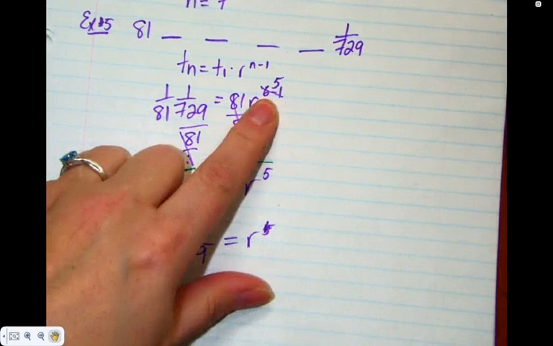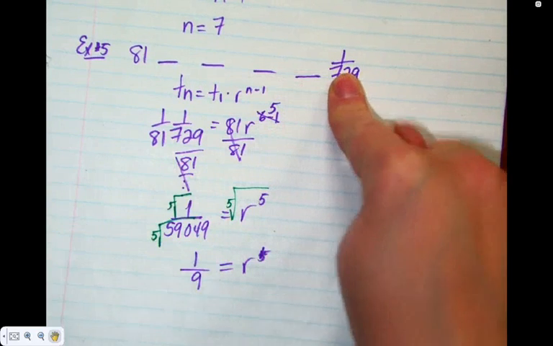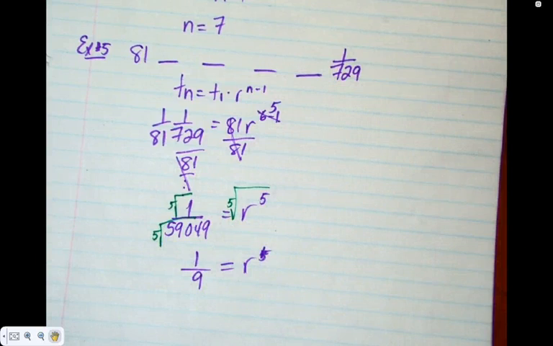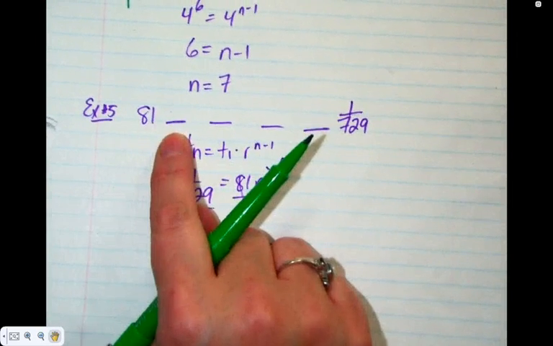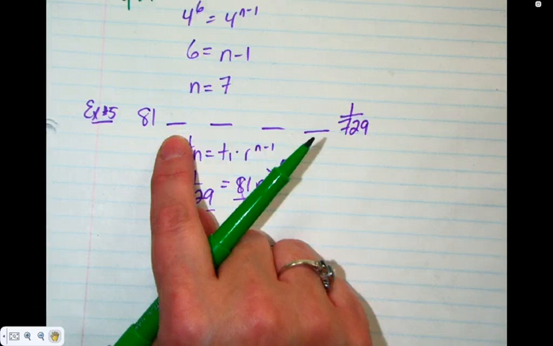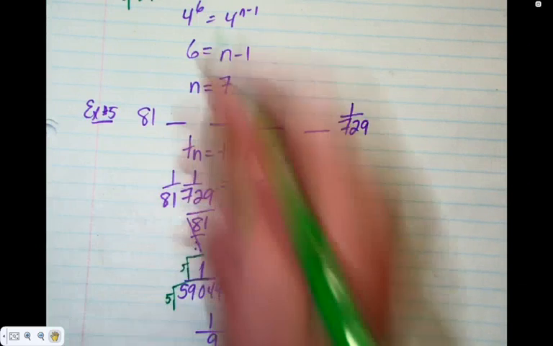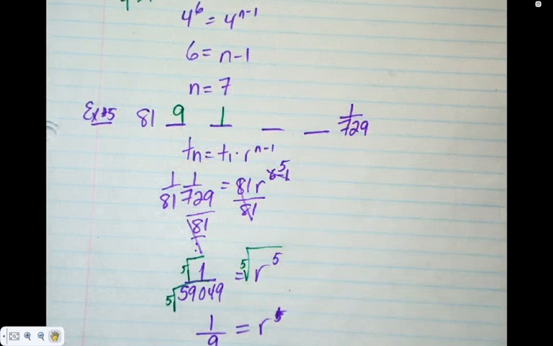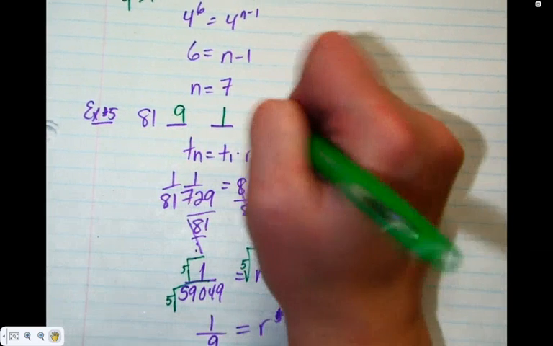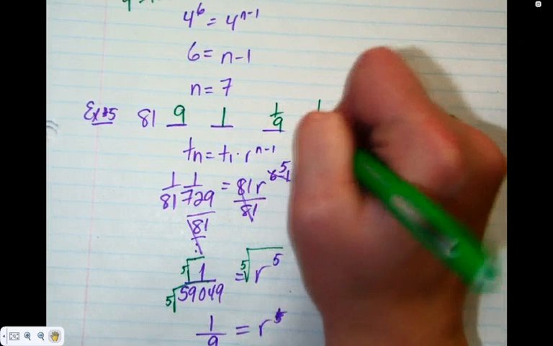How do we get the 6 minus 1? Because n is the sixth term. 1, 2, 3, 4, 5, 6. It's a sixth term in the sequence. We're not done. We got to find T2. Well, if r is 1/9, how do we get T2? So 81 times a ninth, 9. 9 times a ninth, 1. 1 times a ninth. A ninth times a ninth, 1/81.